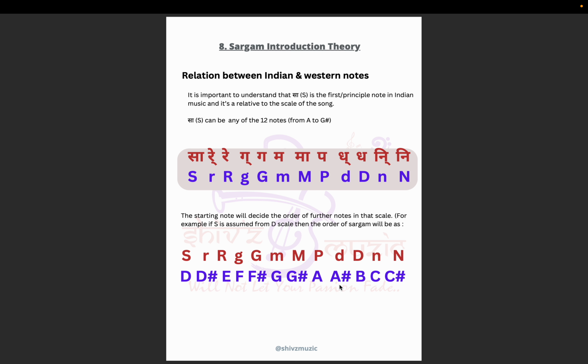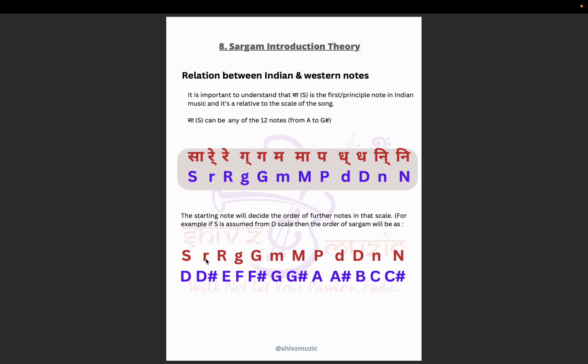So suppose if any song is in G scale, it means that we will denote Sa by G note. Then accordingly, the next notes or swaras will change relative to that scale. For example, you can see here that in this example, I have taken D scale as a reference. So accordingly, Sa will become D note. Then after that, the pattern, the order of the notes will remain the same. Just the Sa will shift to the particular scale of that song. So if any song is in D scale, then Sa we will denote it by D.